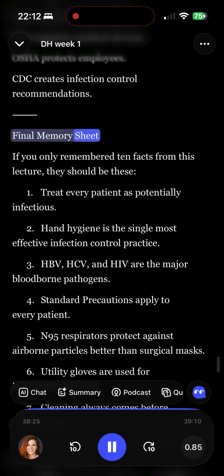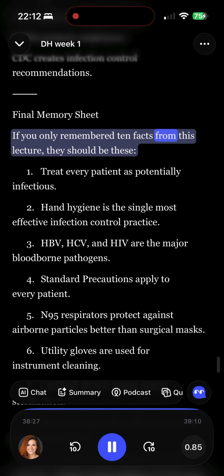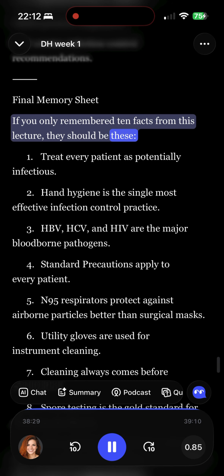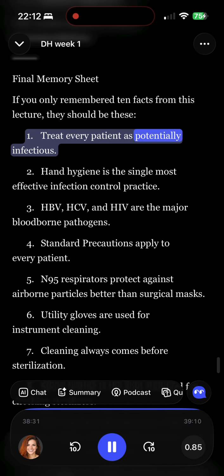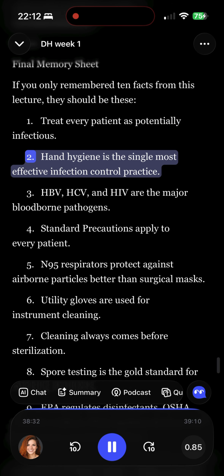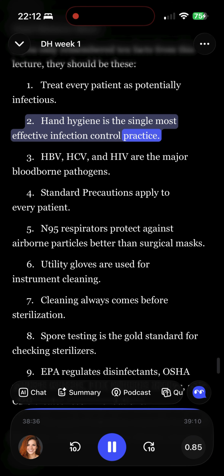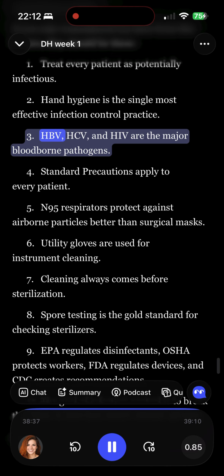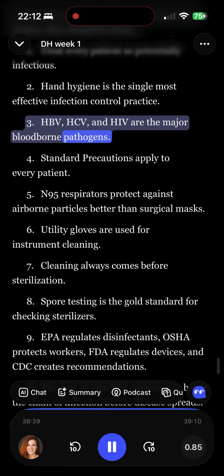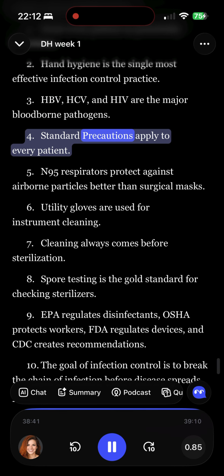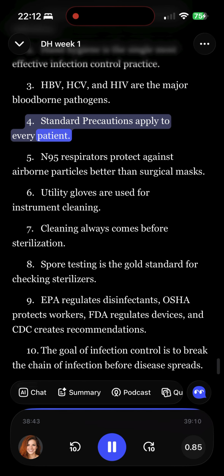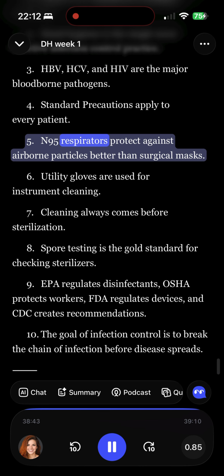Final memory sheet. If you only remembered 10 facts from this lecture, they should be these. 1. Treat every patient as potentially infectious. 2. Hand hygiene is the single most effective infection control practice. 3. HBV, HCV, and HIV are the major bloodborne pathogens. 4. Standard precautions apply to every patient. 5. N95 respirators protect against airborne particles better than surgical masks.